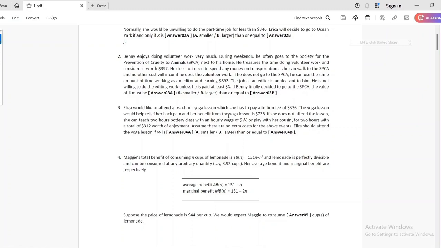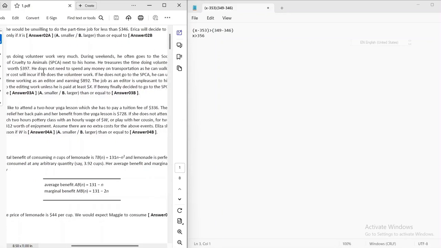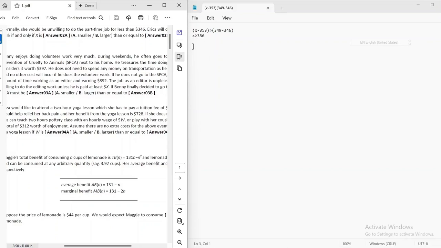So again, the concept is the same. Additional benefits should be greater than the additional cost. So what is the additional benefit in this case? He treasures the time, volunteer work, $397, right? So 397 should be greater than 892 minus X. All right. And when you solve this, X is greater than 495. So this is the answer. Let's move on to the next question.